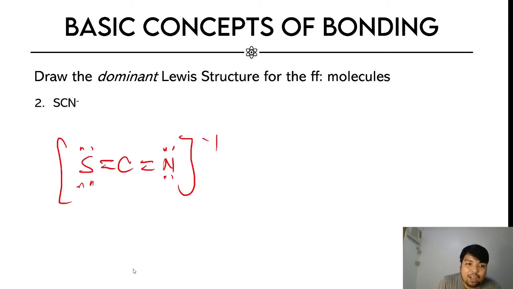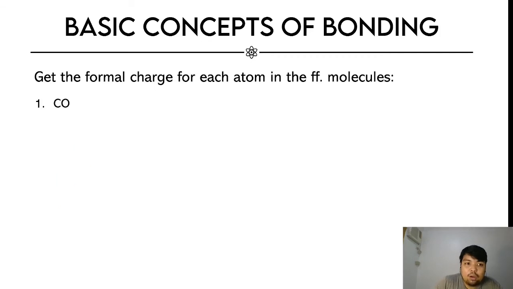So, eto, again, yung valid Lewis structure ng ating, eto na yung dominant Lewis structure ng thiocyanate ion, since the negative formal charge will reside on the more electronegative nitrogen atom. Okay, so, again, let's try an exercise wherein we draw the Lewis structure first, then we determine the formal charge for each atom.